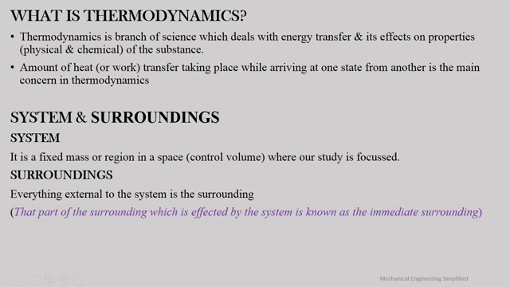Okay, then we have two important terms known as system and surroundings. What is a system? It is a fixed mass or region in a space, that is control volume, where our study is focused. Basically, it is that part of the universe where our study is focused. Then we have another term, surrounding. Everything external to the system is known as surrounding. That part of the surrounding which is affected by the system is known as immediate surrounding. I hope this is clear.